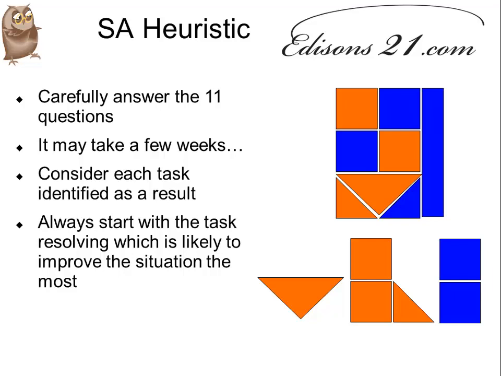It is recommended to think of the ways you could use to solve every task you list as a result of the application of the situation analysis heuristic. Always start with the task resolving which is likely to improve the situation the most. Do not be worried if such a task will require you to address human challenges, but not technical issues. Every technical problem contains human-related challenges. And after resolving human challenges, the technical part of the problem may have a very simple solution.